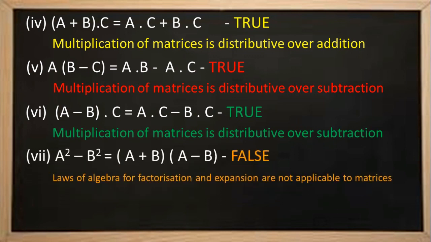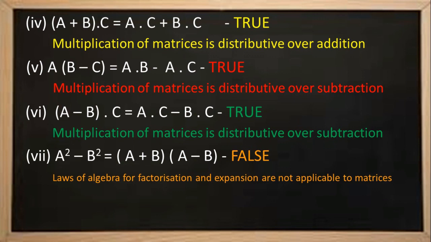And the seventh question is A square minus B square is equal to A plus B into A minus B. Exercise 9C, question number 22 we have solved, and by that time itself I told you algebraic identities will not be applied for the terms of matrices. So laws of algebra, which we use for factorization and expansions, are not applicable to matrices.